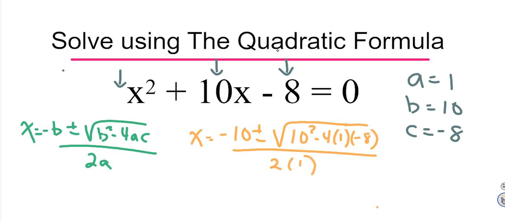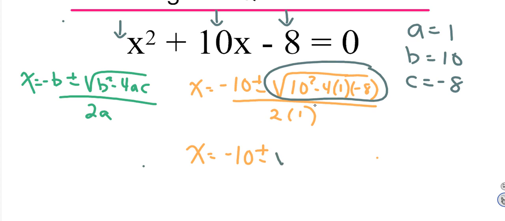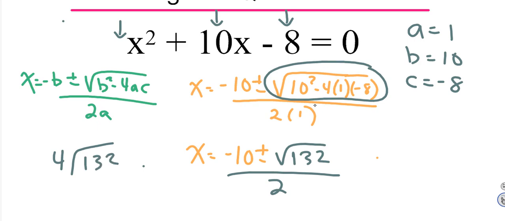I don't have my calculator up here, so let's see what I'm going to do. What I always focus on is I hit my calculator and I do this part first. All right, so let's see, 100 plus 32, that's going to be 132. So that's square root of 132, all over 2. 132, I'm sure 4 goes into that, right? Let's divide by 4. I should have brought my calculator up here. So that'd be 33.